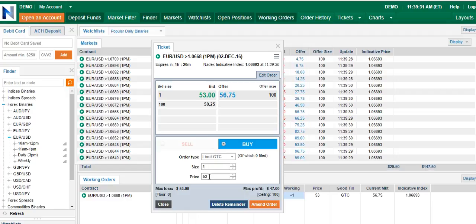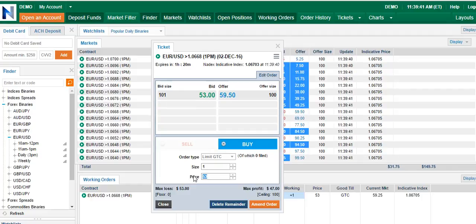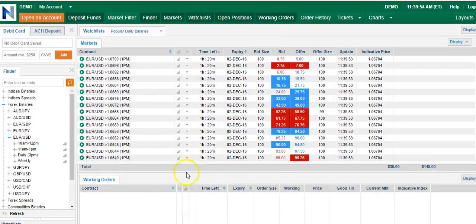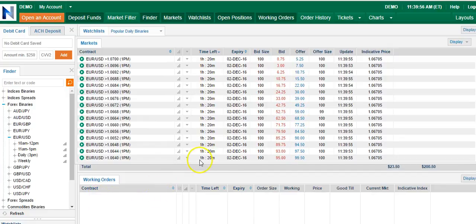But let's say I want to change it. I think, hey, I'm okay paying a little bit more for it. I could change this number to say I'm willing to pay up to $65 for that. Even though the market's at 57 and change, and I have 65 in here, they're going to fill me at that price there. They're not going to fill me at 65. So you can see that it's no longer in the working order.